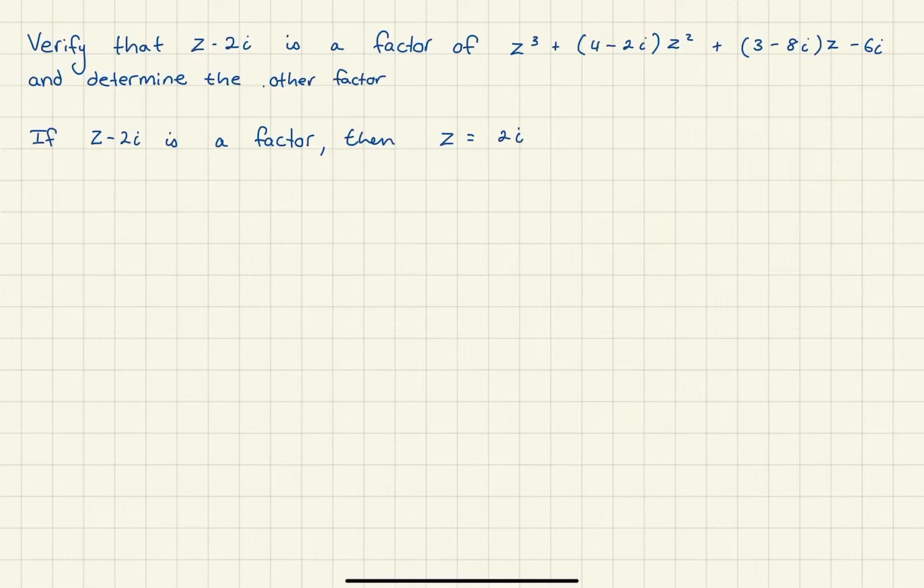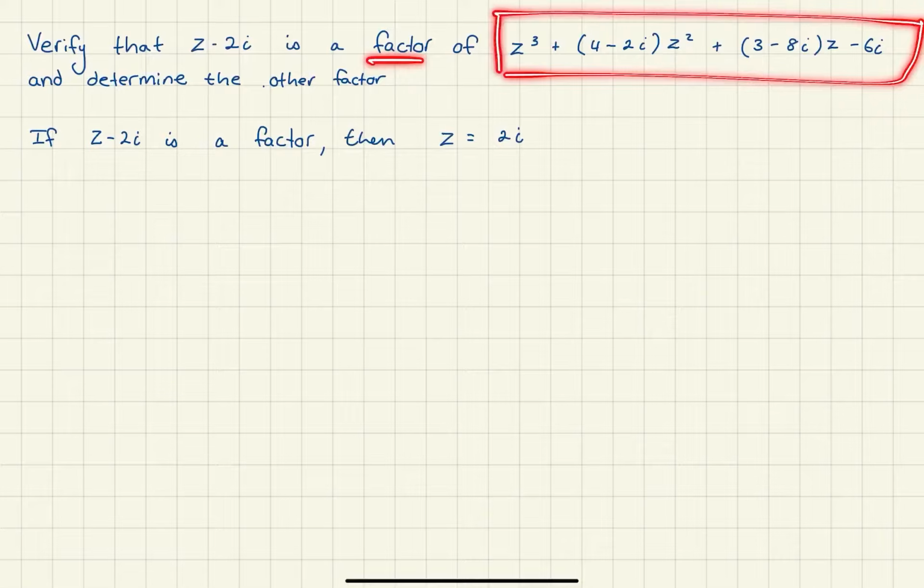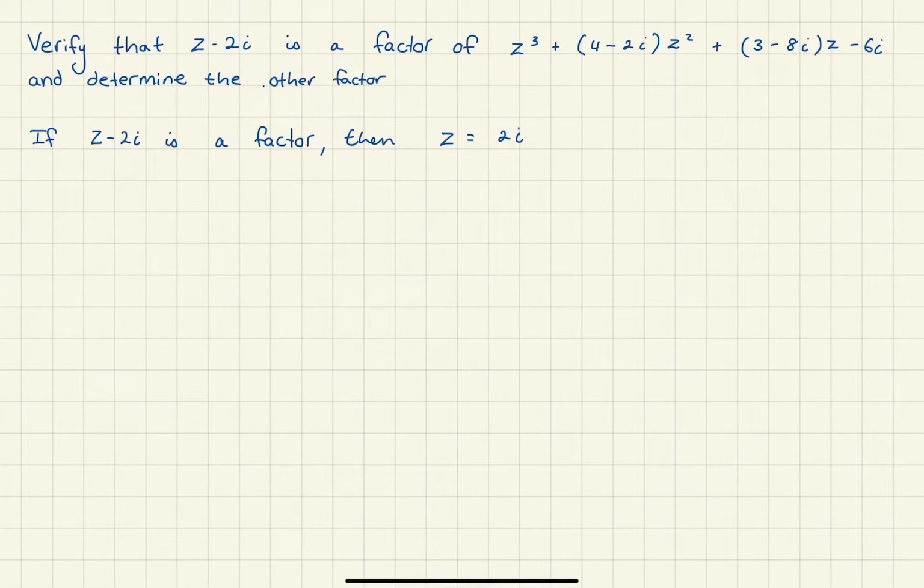So what we want to try and do is verify that z take 2i is a factor of this complex polynomial. That means there is no remainder if we were to divide this complex polynomial by z take 2i. And by doing that we would find the other factor. Okay, so that's what we want to do. This is a two-part question here. Firstly, verify that this is a factor, and then determine the other one, and that's using long division. So let's get into it.